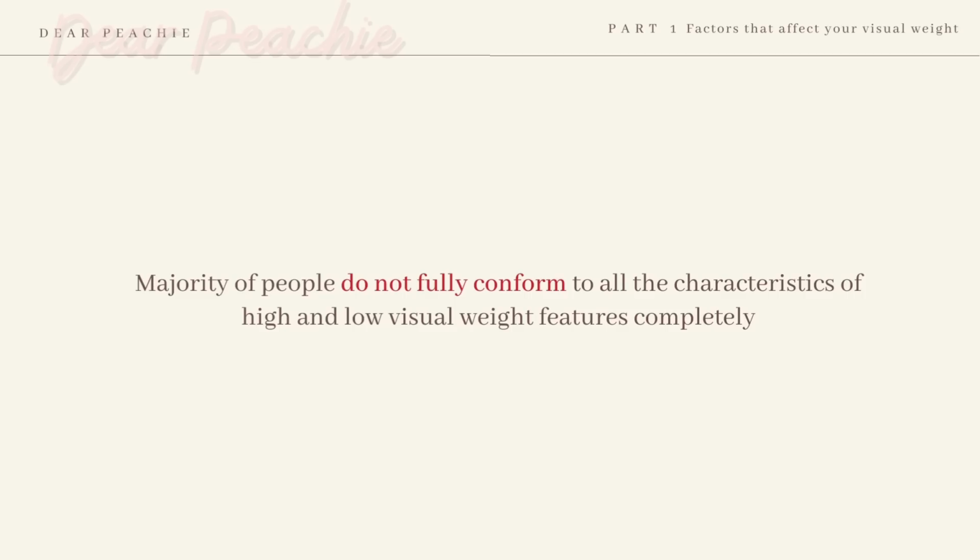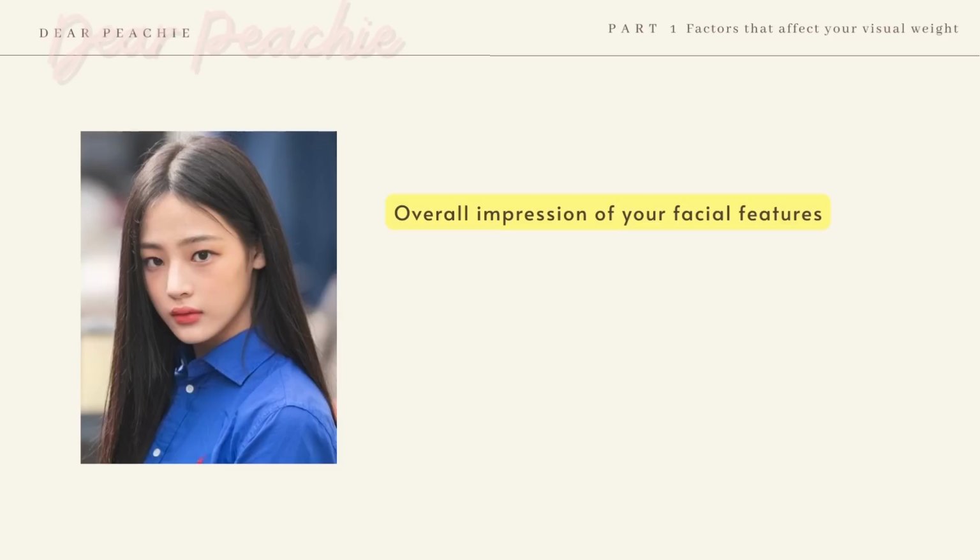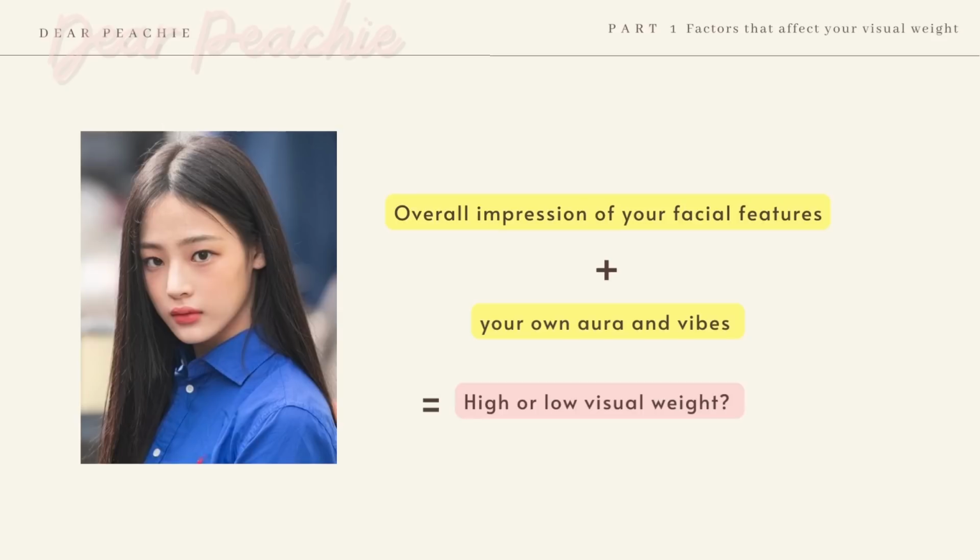With that being said, the majority of people do not fully conform to all the characteristics of high and low visual weight features completely. So your visual weight does not solely rely on one single factor only. What you should do is pay attention to the overall impression of your facial features, and match them with your own aura and vibes to see if you belong to the high or low visual weight category.